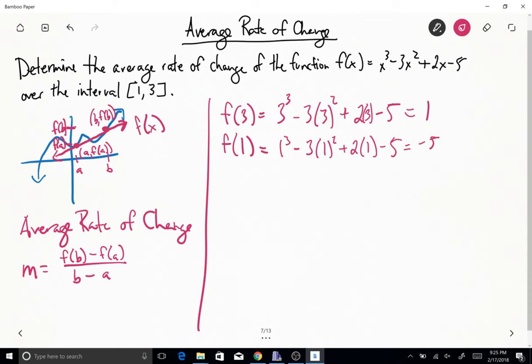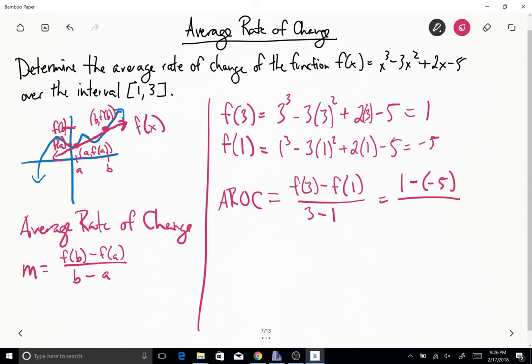Now, we just find our average rate of change. I'll abbreviate that AROC if y'all don't have any problems with that. So our average rate of change equals f of, I'll use 3 first, so I have to use 3 down below first. So what do we get? F of 3 is 1 minus, and then f of 1 is negative 5, all over 3 minus 1, so that makes it 6 over 2. And so our answer would equal 3. And that was our final answer.